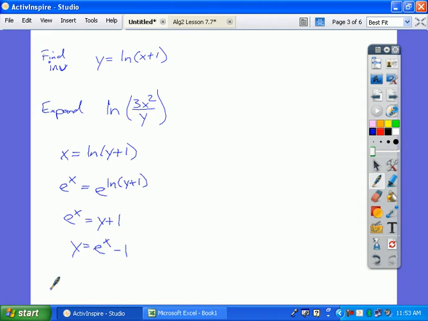On the second problem here, we're going to expand this. So our properties of expansion say I can rewrite this as ln of 3 plus ln of x squared minus ln of y. And then our power property says I can rewrite the ln of x squared part as plus 2 ln of x minus ln of y. And there's nothing more to do there. That's fully expanded, and that's what we are looking for.